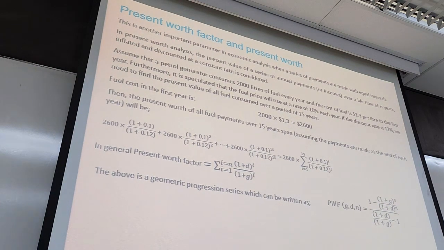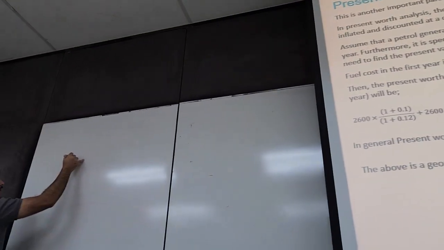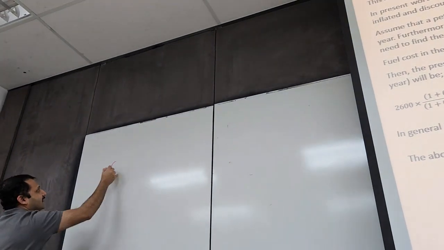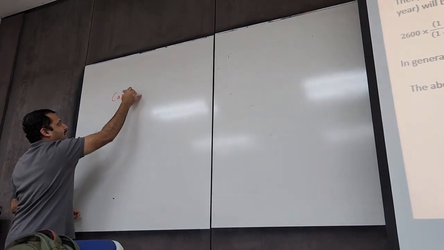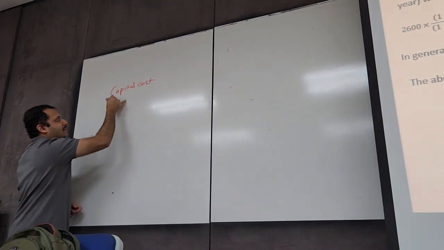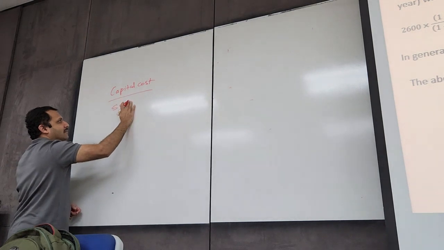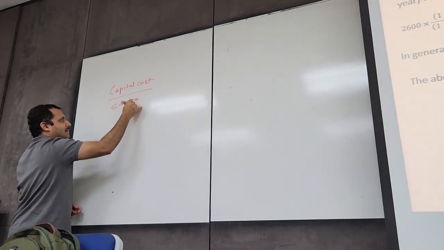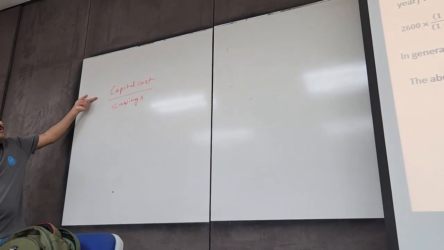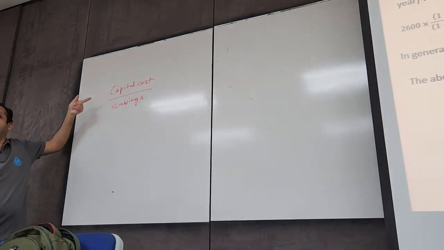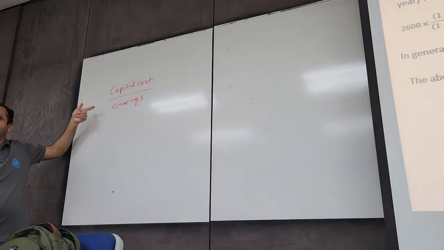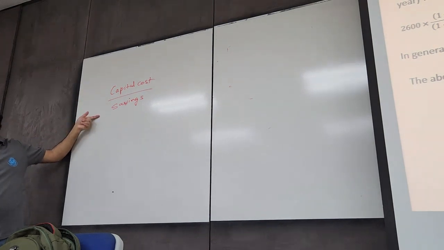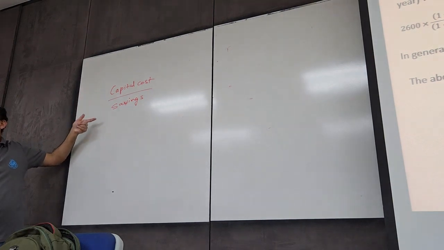Now let's say rather than saying here, that ratio, capital cost divided by savings, what is that? What does that tell you, that ratio? That was the first thing we just started talking about today. Yeah. Simple payback. That's the simple payback, right?